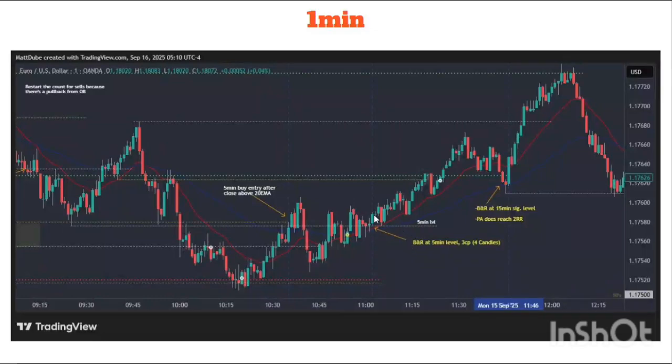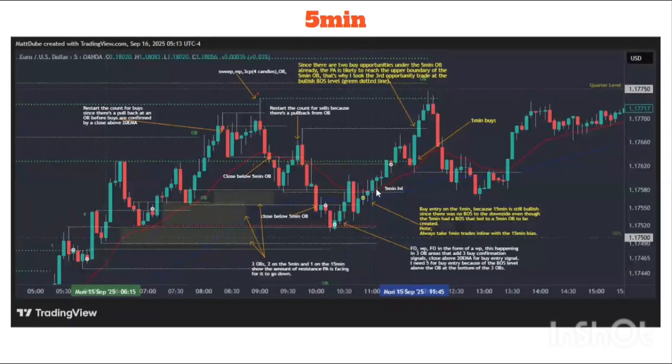Now, this is not where I actually took the buys. This is another buy that is below this 5 minute order block. Let's go back here. This is a second trade opportunity below the order block that was formed when price broke below this level. So when this happens, that means there's a high possibility that price will reach the high, or the upper boundary, of this order block right here. And it does do that.